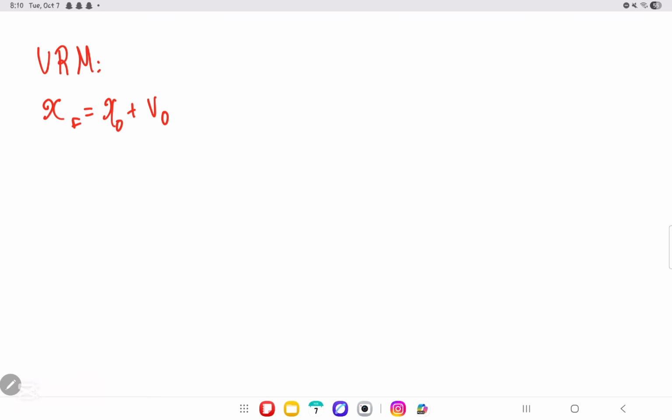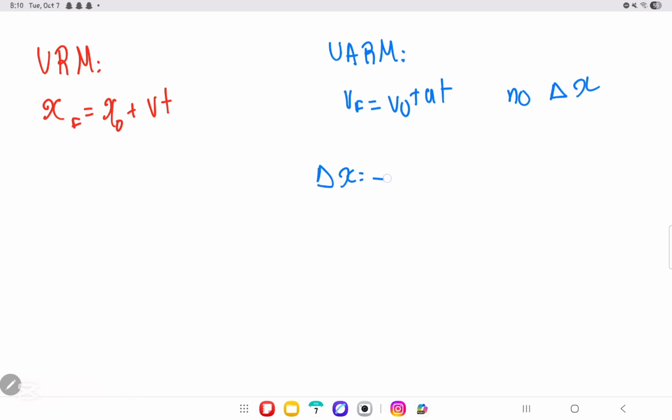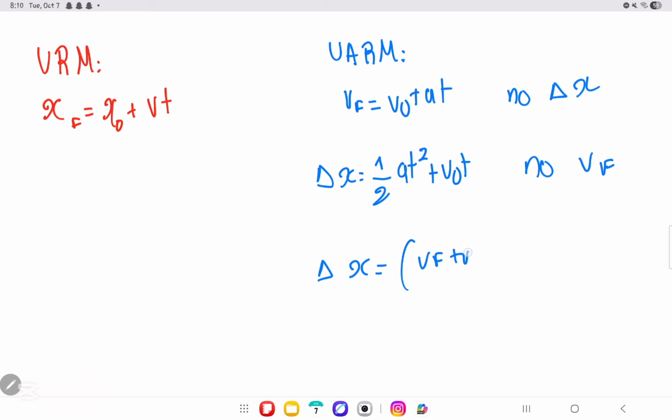For UARM, we have four main equations that we need to know. Velocity final is equal to velocity initial plus acceleration times time. This is if we don't have displacement, so no delta x. Then delta x is 1 over 2 acceleration times time squared plus v initial times time. This is if we don't have velocity final. Then delta x is equal to v final plus v initial over 2 times the time. This is if we don't have any acceleration. And last but not least, v final squared minus v initial squared is equal to 2 acceleration times delta x. This is if we don't have any time.